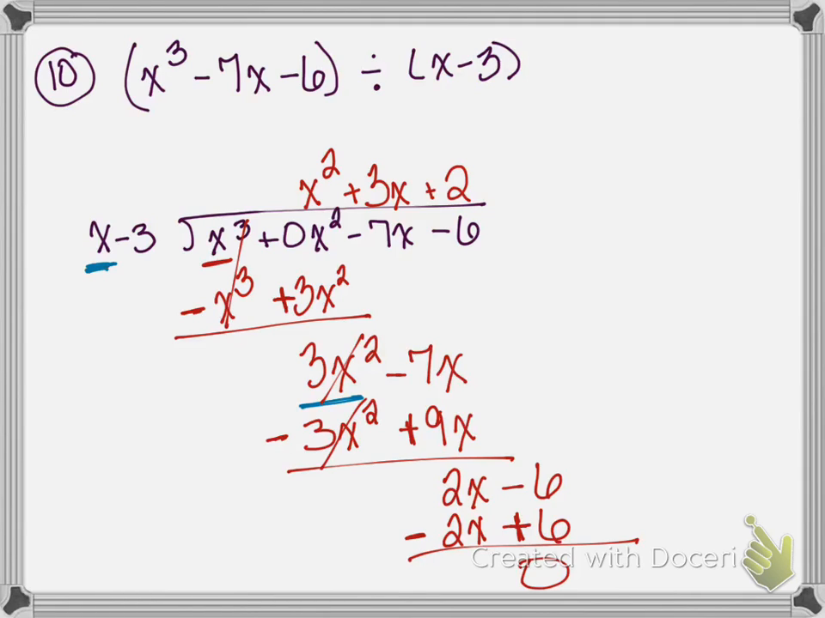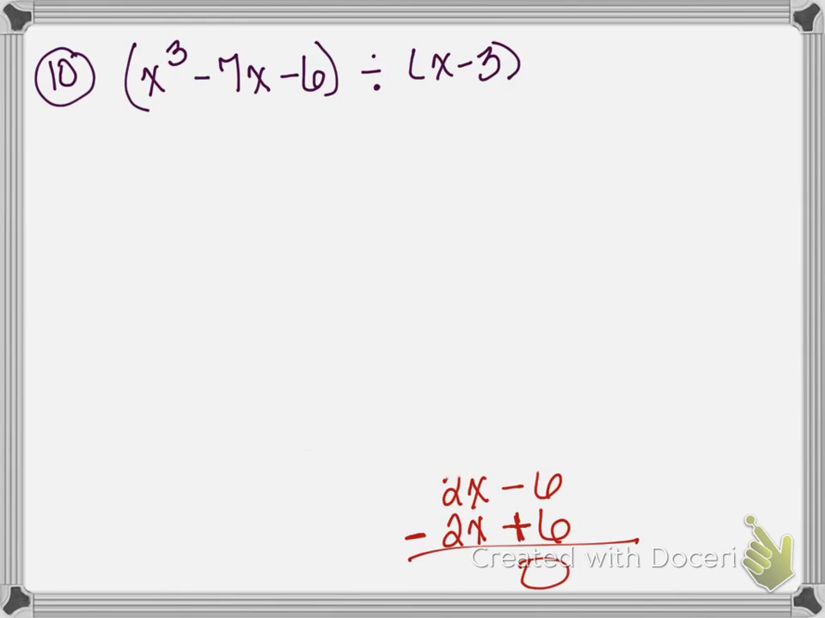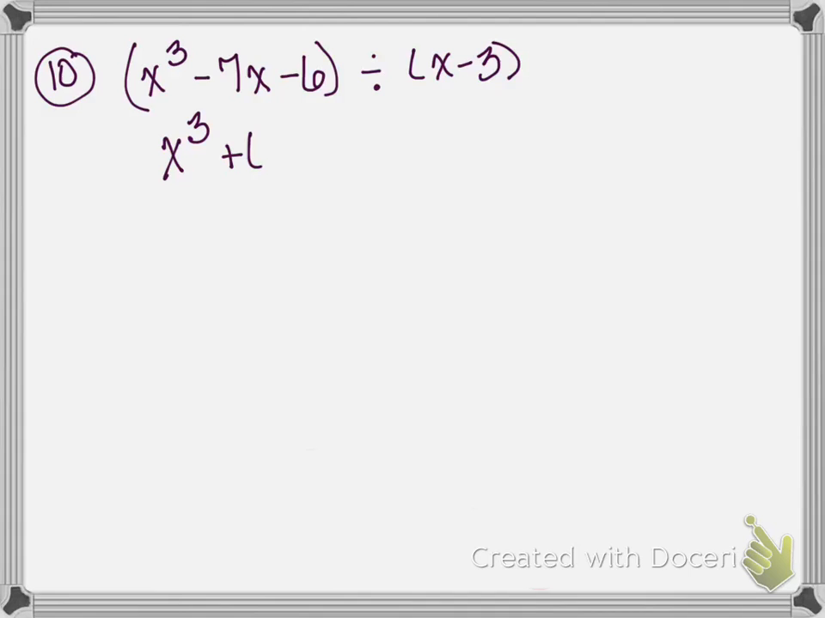Does anyone want to do that using synthetic division? Okay, I need to erase this. The number one mistake students make is they forget to account for that x squared that has to have a 0 in it. So again, you need to remember that this is really x to the third plus 0x squared minus 7x minus 6. You've got to remember that.